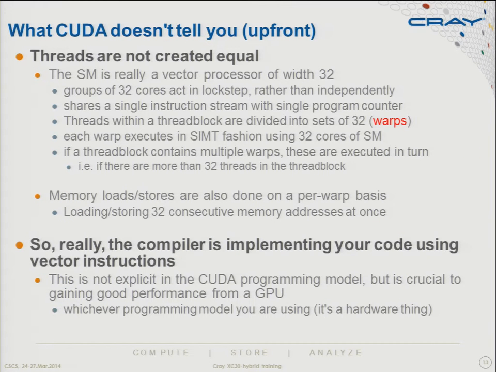So what is the complication in all of this? Well, this SMX is really like a vector processor. And when I say that I've got all these threads in a thread block, they don't all execute independently. They execute in groups of 32. And you always have to think of everything happening in groups of 32 threads, because they are doing the same thing at the same time.